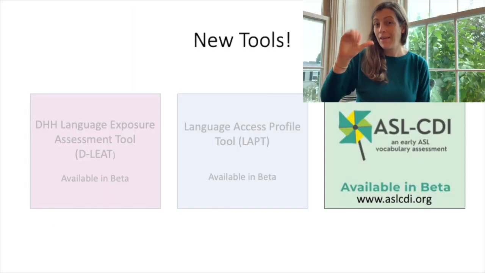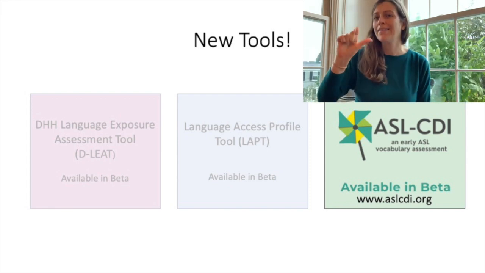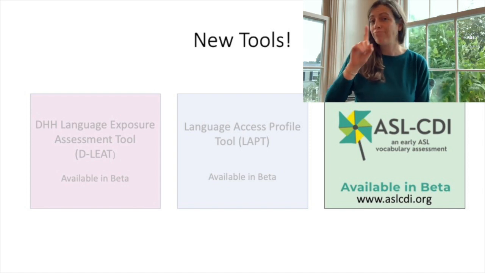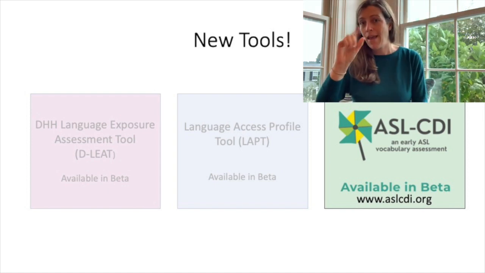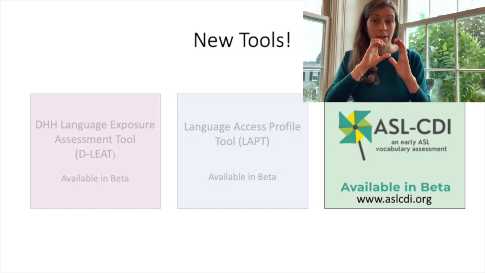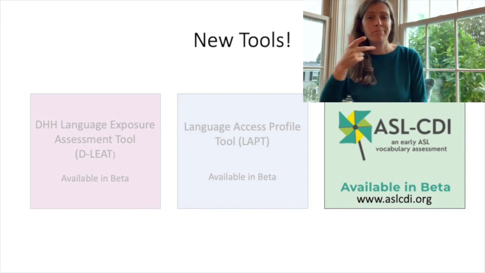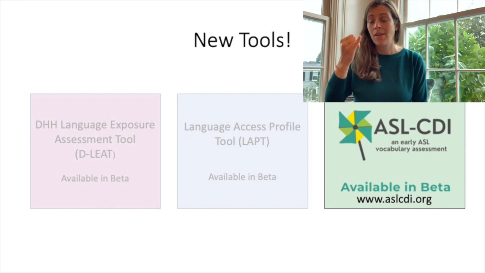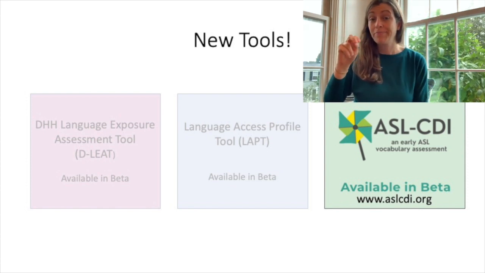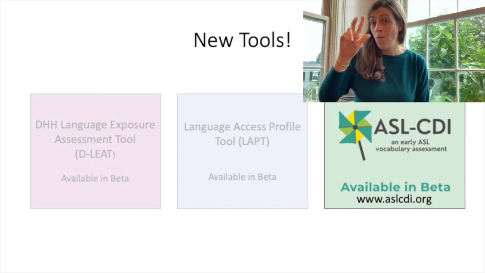Hi, my name is Naomi Caselli, and I will be sharing a little bit about the third tool we've developed, which is called the ASL-CDI. The ASL-CDI is an ASL adaptation of the MacArthur-Bates Communicative Development Inventory. It was developed by myself in collaboration with Amy Lieberman and Jenny Pyers. It's now available. You can check it out at aslcdi.org.